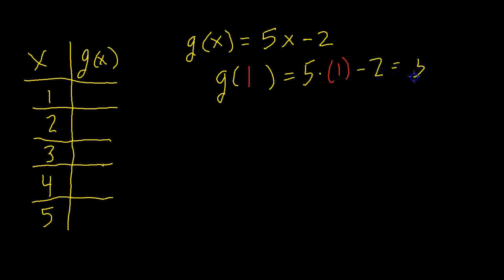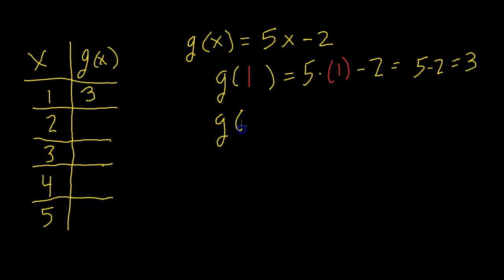Okay, 5 times 1 is 5, minus 2 equals 3. All right, so we know that g of 1 is equal to 3, so we can fill out our value 3 in the first row on the g of x column.